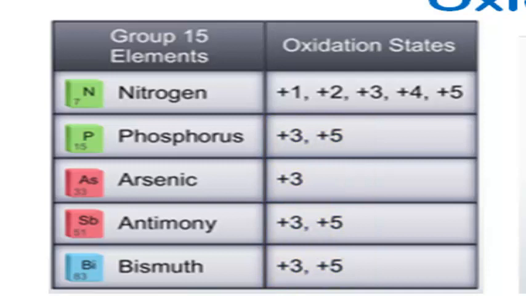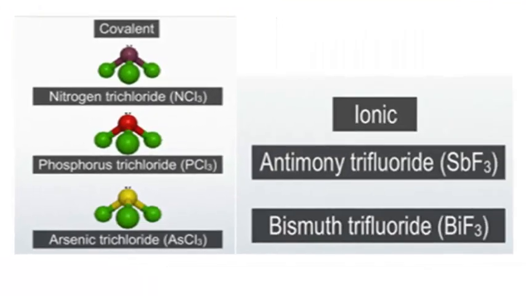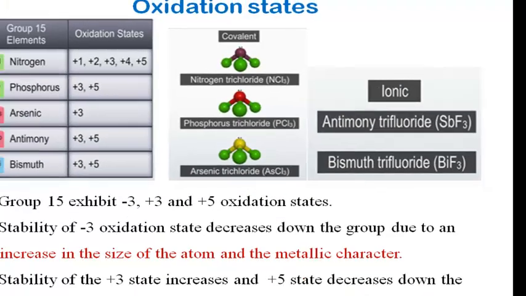But when we go down the group, the stability of the +5 oxidation state decreases. You can even see some of the examples given here. Nitrogen trichloride, phosphorus trichloride, arsenic trichloride, all these elements in the +3 oxidation state form covalent compounds. Whereas antimony trifluoride and bismuth trifluoride in the +3 oxidation state give ionic compounds.